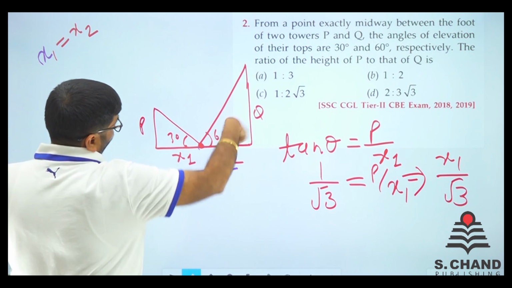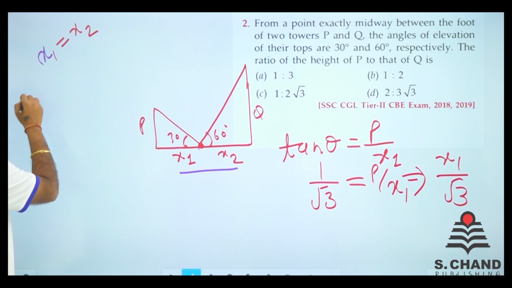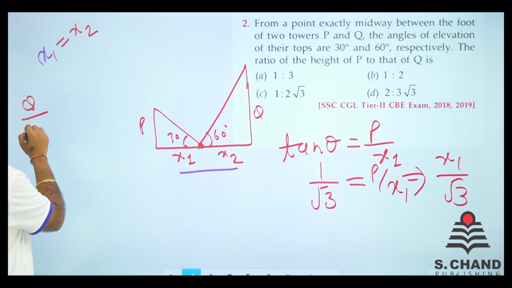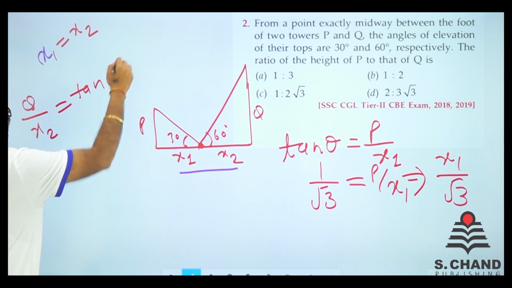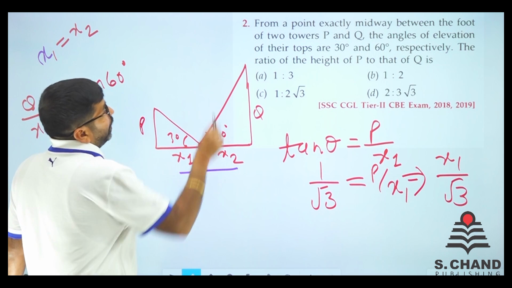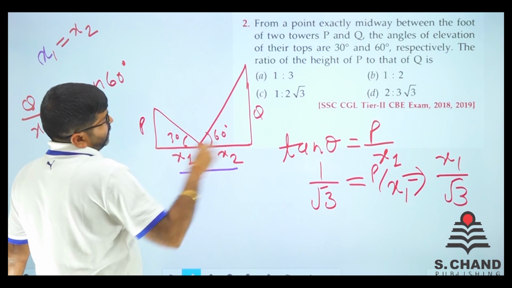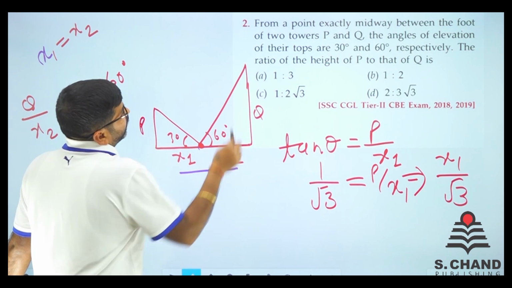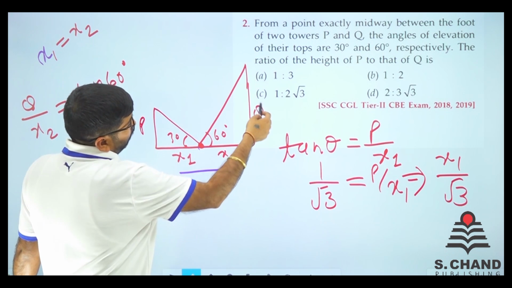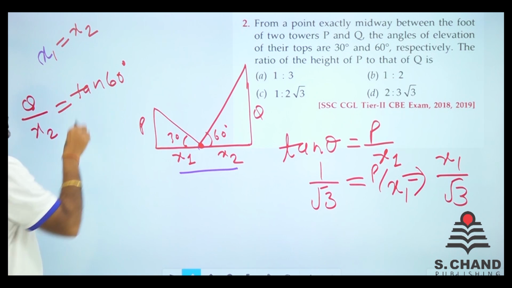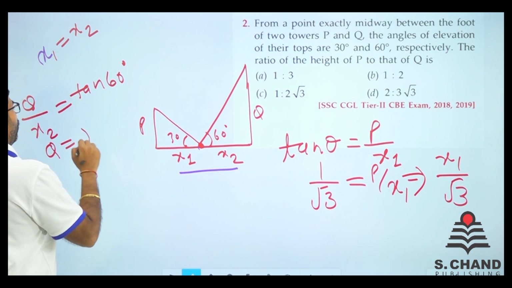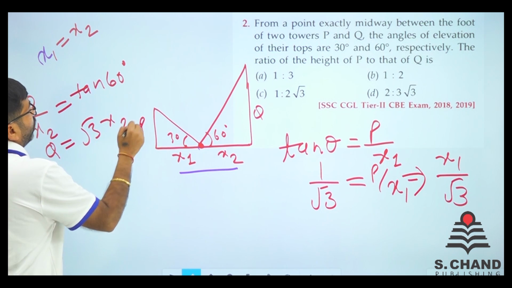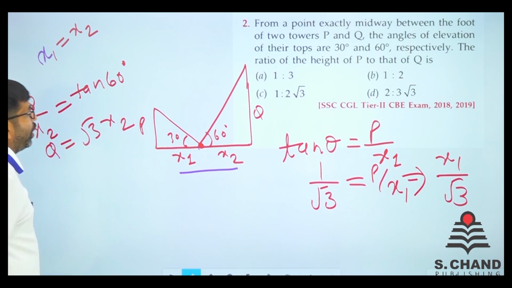Now from this portion, we have Q by x2 is equal to tan 60 degree. How come? See, this is the angle, this is the perpendicular, this is the base. So if it is base, that means P by B, P upon B, Q upon x2. Tan 60 degree is root 3. So Q is equal to root 3 x2. And as we know, x1 is equal to x2.